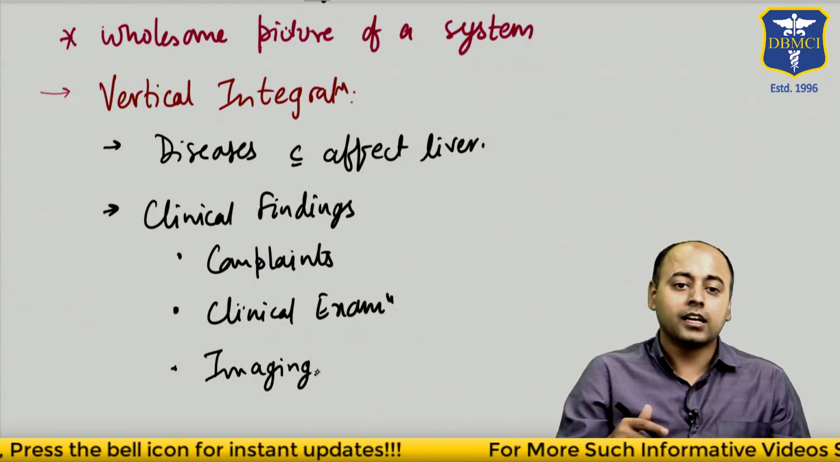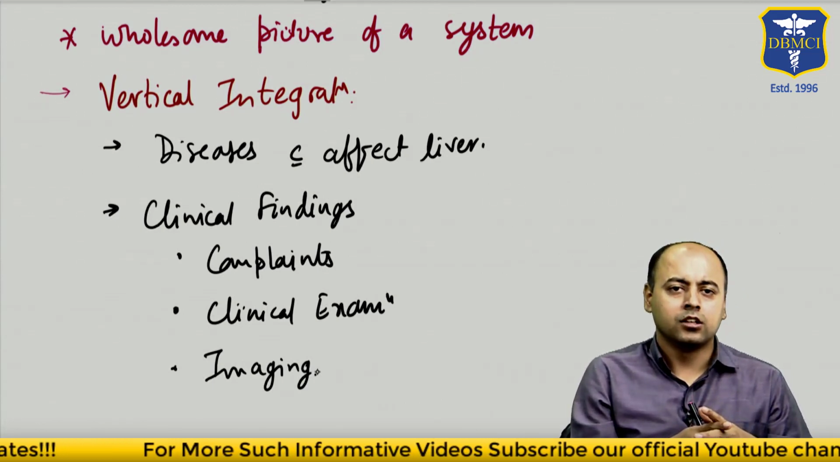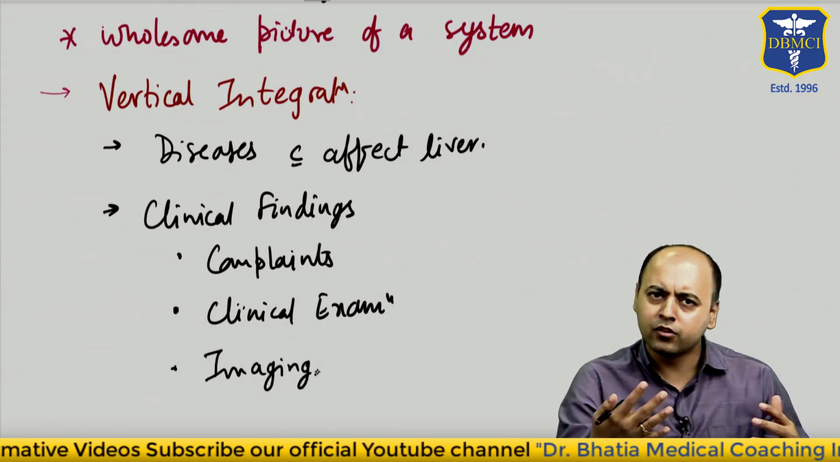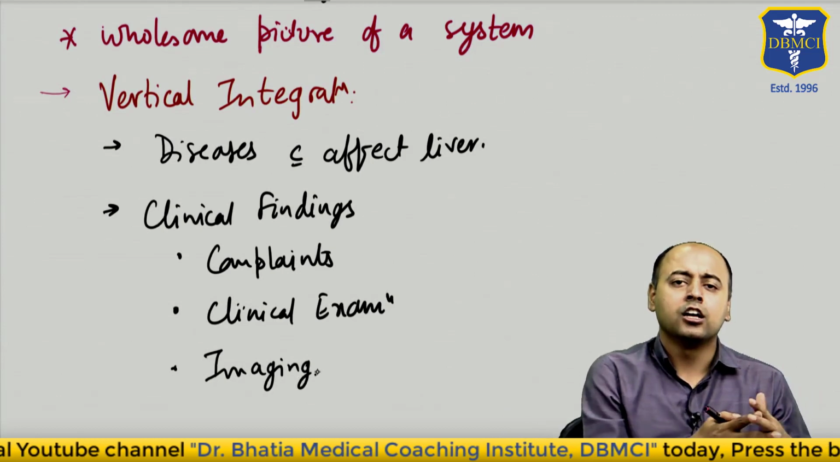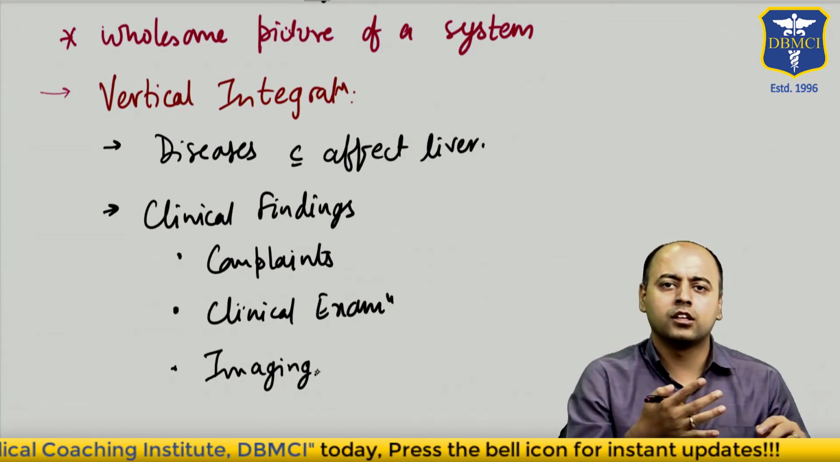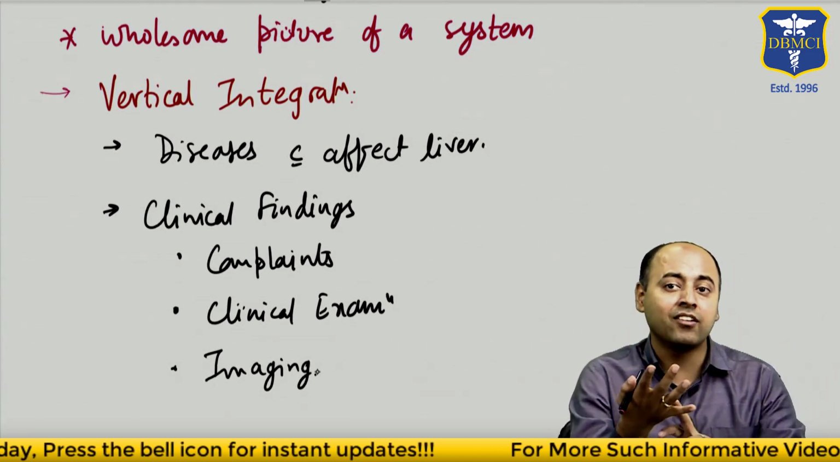Now again, several colleges are already doing the vertical integration. Whenever we talk about a system, for example the liver, then we tell you which are the common diseases which will be there if the liver is affected, whether the infectious disorders, the inherited disorders, or if there is obstruction, there is carcinoma. We talk about that. We talk about the associated lab findings.